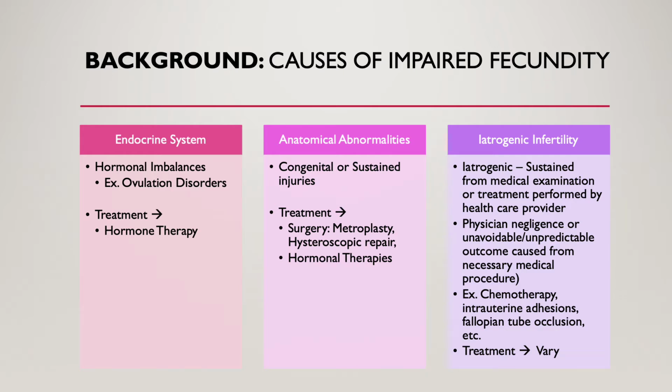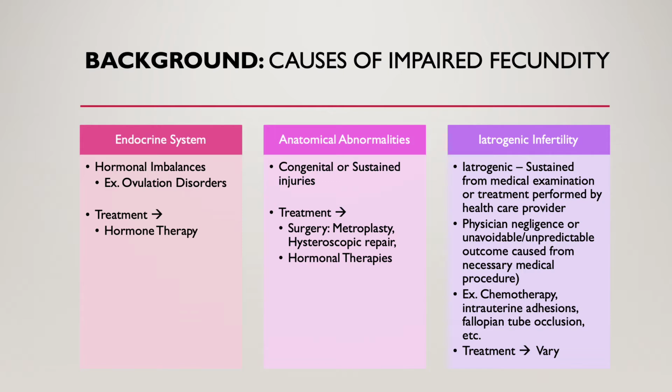The causes of impaired fertility can be broken down into three overarching categories: endocrine system, anatomical abnormalities, and iatrogenic infertility. As we know, the endocrine system is responsible for regulating and releasing hormones in our body. Hormonal imbalances in females can lead to fertility difficulties. The most common treatment for females suffering with endocrine-related infertility is hormonal therapy.